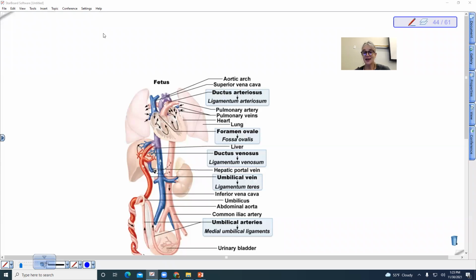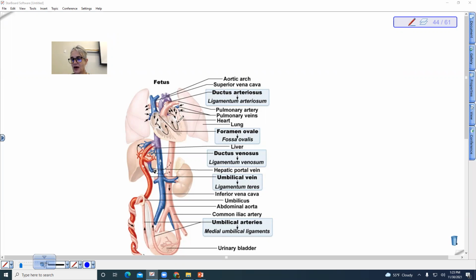Fetal circulation is different than adult circulation, primarily because the fetus is obtaining its oxygen and its nutrients from the placenta. So we do not want the blood to go out to the lungs in order to pick up oxygen, because the lungs are filled with fluid.